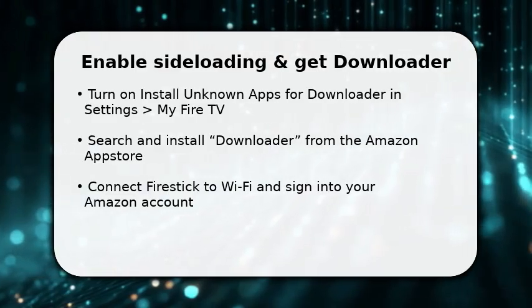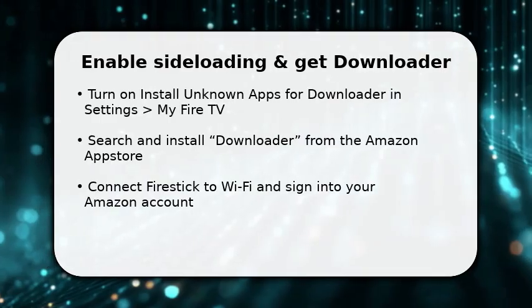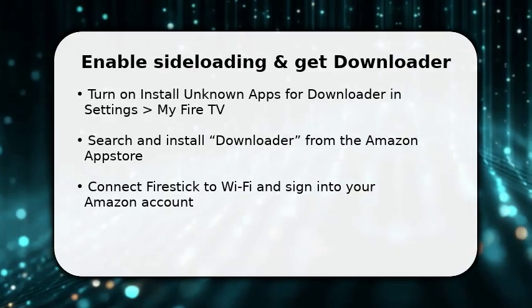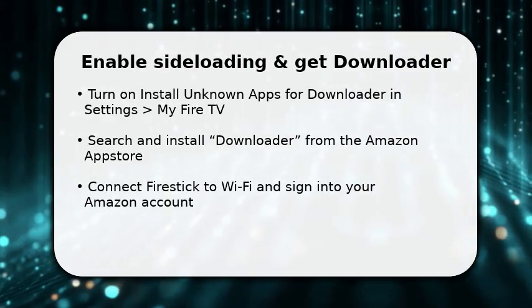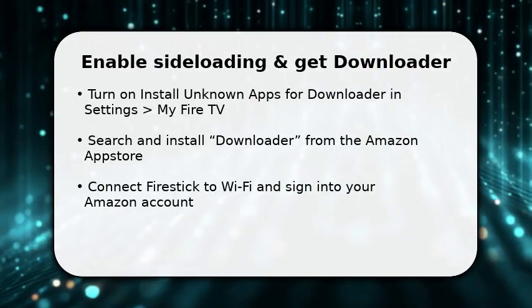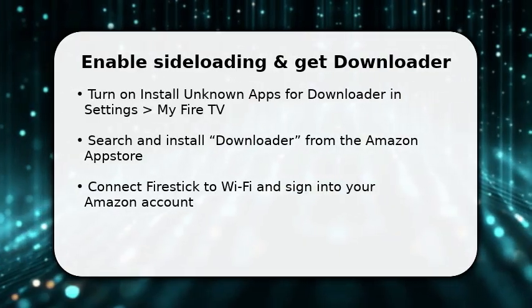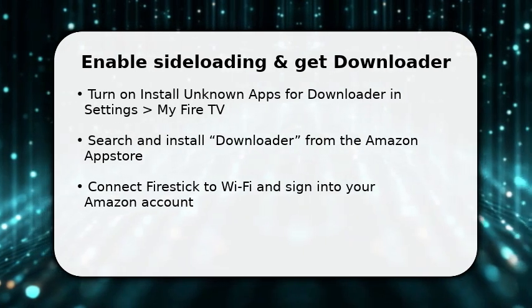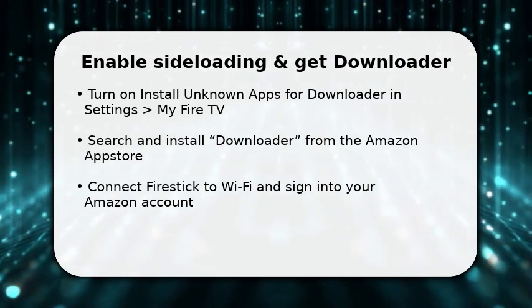Next, open the Amazon App Store and install the Downloader app. It lets you fetch APKs directly. Make sure your Firestick is on the same Wi-Fi and signed into your Amazon account. Once done, open Downloader and allow storage permissions so you can download APK files and proceed to the installation steps.